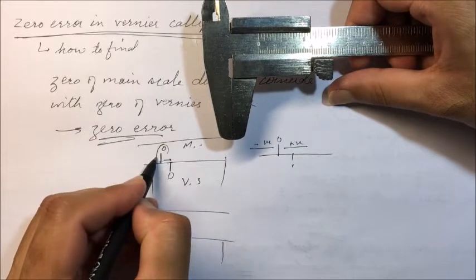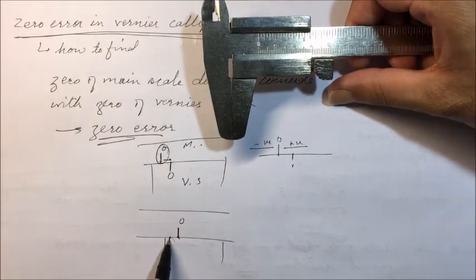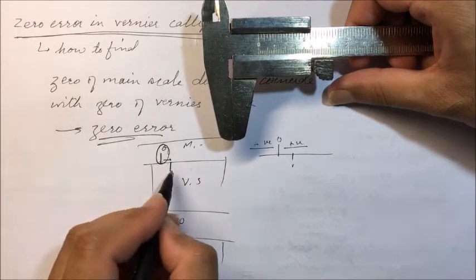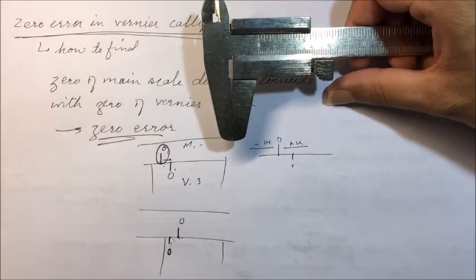So with reference to zero of the main scale, whether we are having positive zero error or negative zero error is decided.